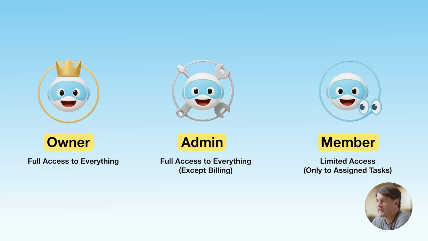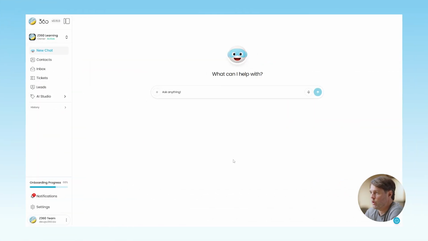Members can only access items assigned to them and things they've created. They don't have access to account settings like team and security or billing. They only see user settings like their own personal details, notification preferences, and audio settings. This is the right role for frontline team members who work within conversations, tickets, and leads, but don't need to configure anything. Now let's try to invite someone.